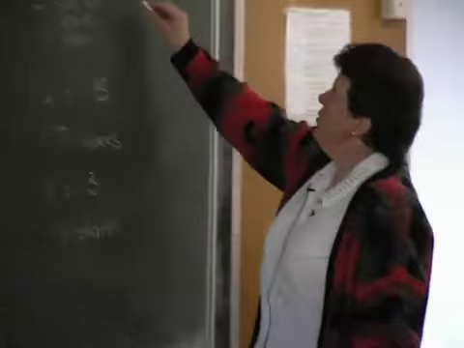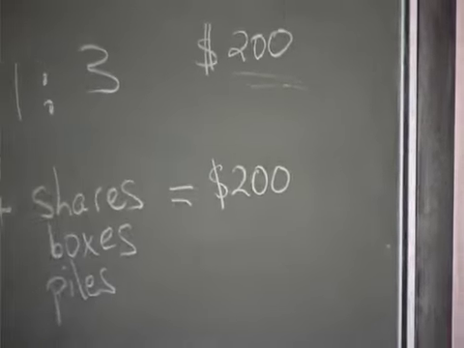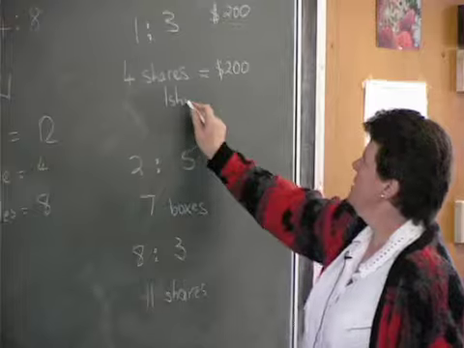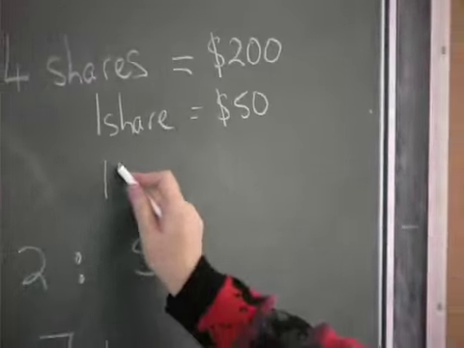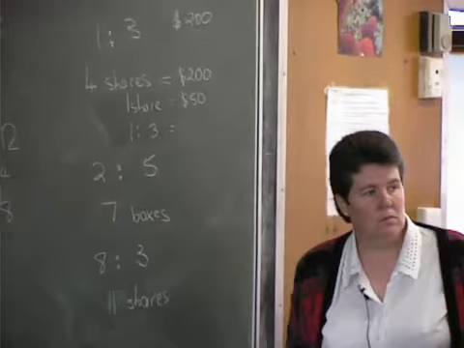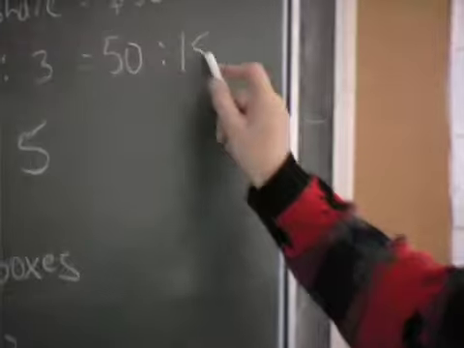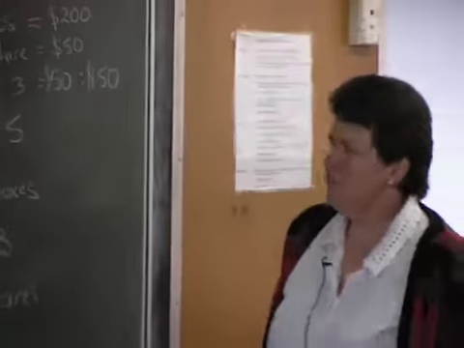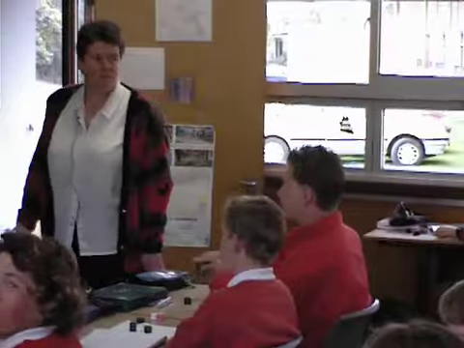Ashley? $50. So 4 shares is equal to 200, and so 1 empty box or share has 50. So the ratio 1 to 3 will equal 50 to 150. Yes? Okay, so you write this down, please.